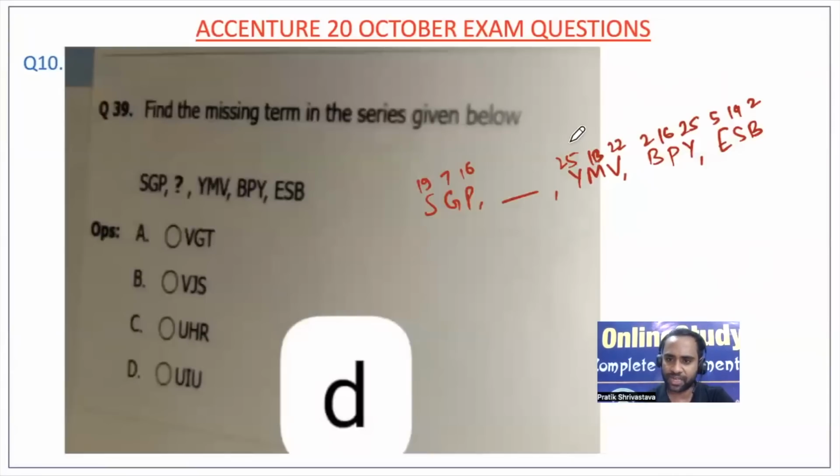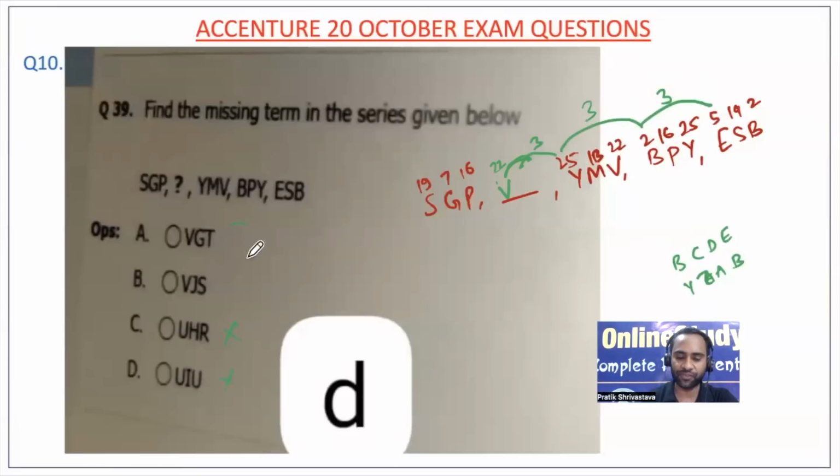So we have 19, 25, right? 25, 2, and 5. So 2 to 5, 3. 25 to 2: 25, 26, 1, 2, right? If you see B is 2, so B, C, D, E, right? So Y, Z, A, B. So the gap is the same, 3. So here also we will be having a gap of 3. That means here you should be having 22. So 22 is nothing but V. So definitely the option starting with V will be your correct answer.